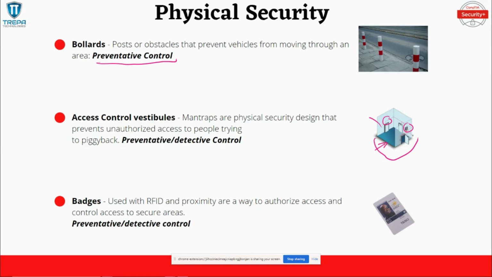And then we have badges. Badges are used as preventative and also detective controls. And these are going to be used to control access to secure areas. Badges are going to use proximity readers and RFID technology for that access control. So here's a badge right here, right? And then you see this badge reader opens that door for the person if that badge says that they have access.